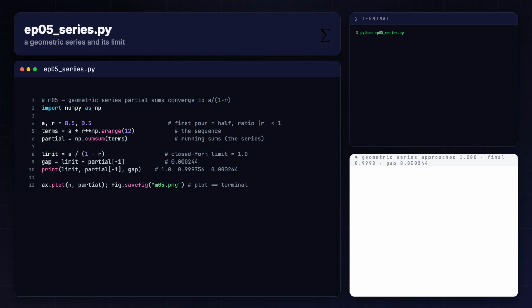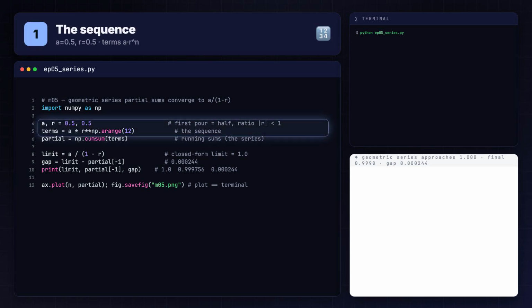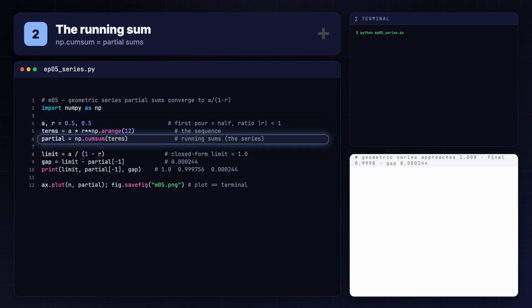Here's the whole thing in one file. We sum a geometric series, term by term, watch the partial sums converge, and compare to the closed form limit. We set the first term a and ratio r below 1, then build the sequence of partial sums. We use NumPy's cumulative sum to get the running total after each term.